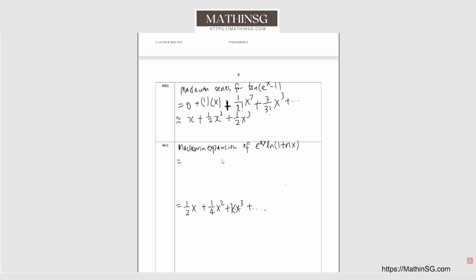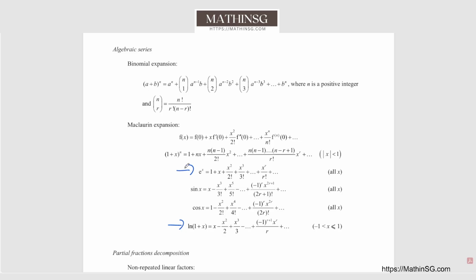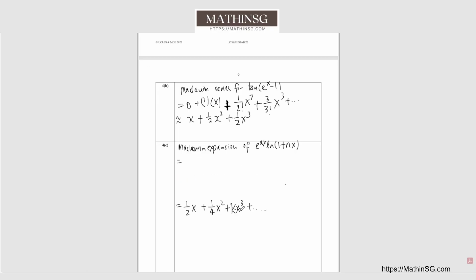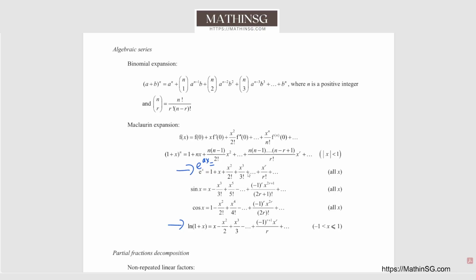So I have e to the power of ax here. If I want to find the Maclaurin expansion of e to the power of ax, I'm going to use this, and I'm going to replace all the x with ax. Because I need terms all the way to x cubed, I'm going to do until the x cubed term. So I'll have 1 plus ax plus (ax) squared over 2 factorial plus (ax) cubed over 3 factorial.